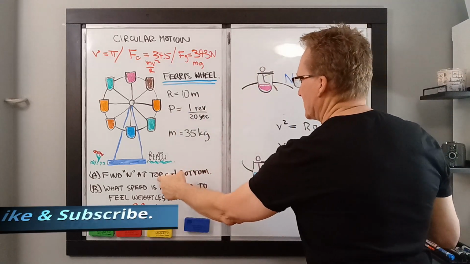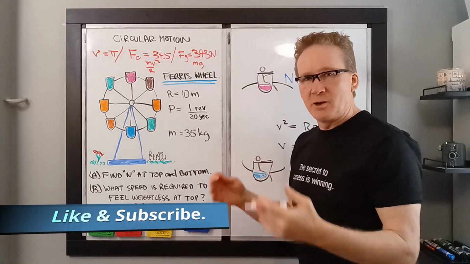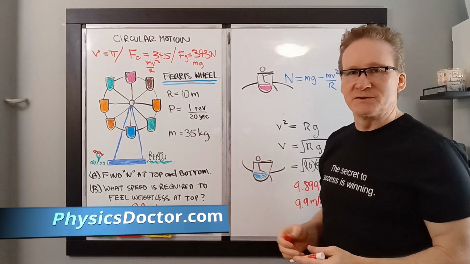And we've already answered the N at the top and the N at the bottom here previously. I just erased it. So I hope that helped you with the Ferris wheel. It's one that I would suggest you rewind and see if you can do it yourself as well.